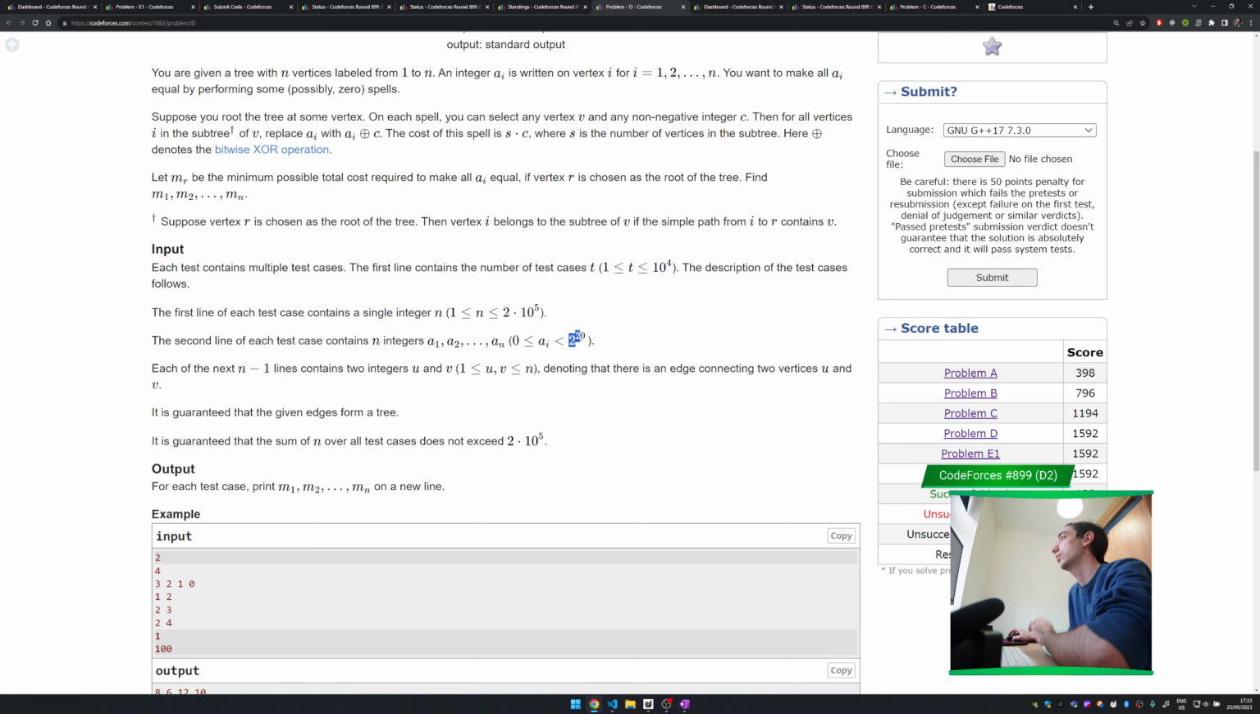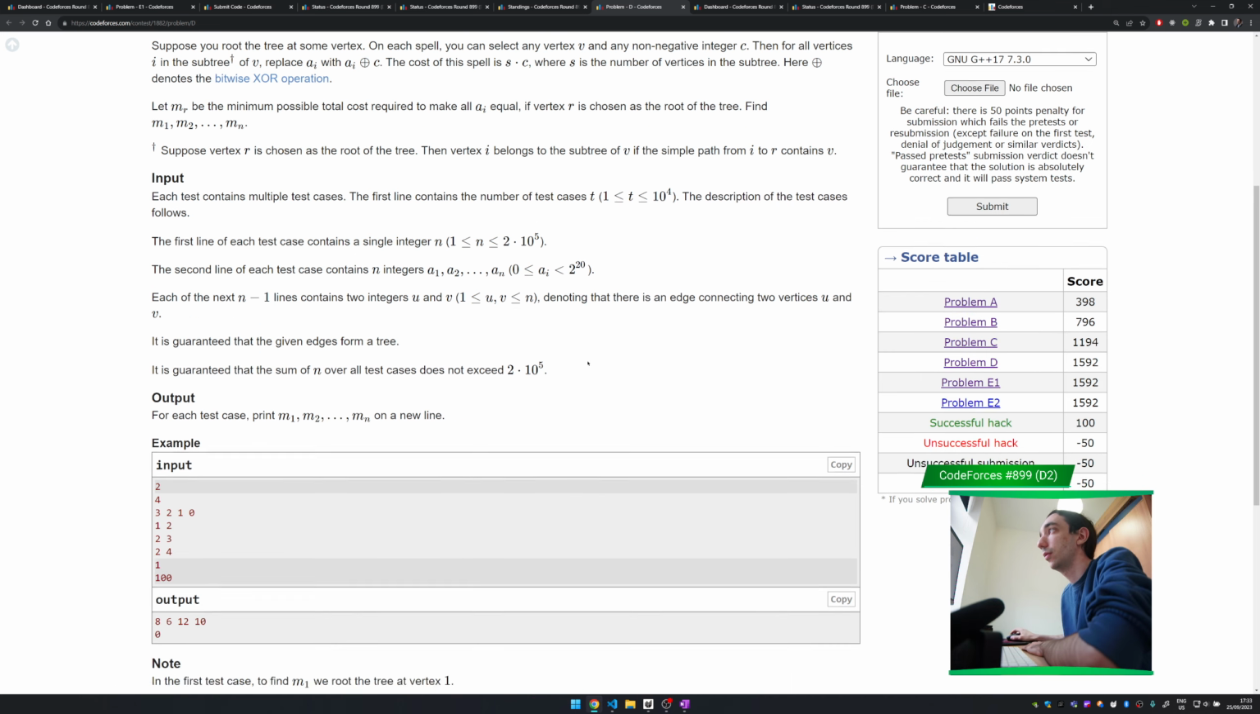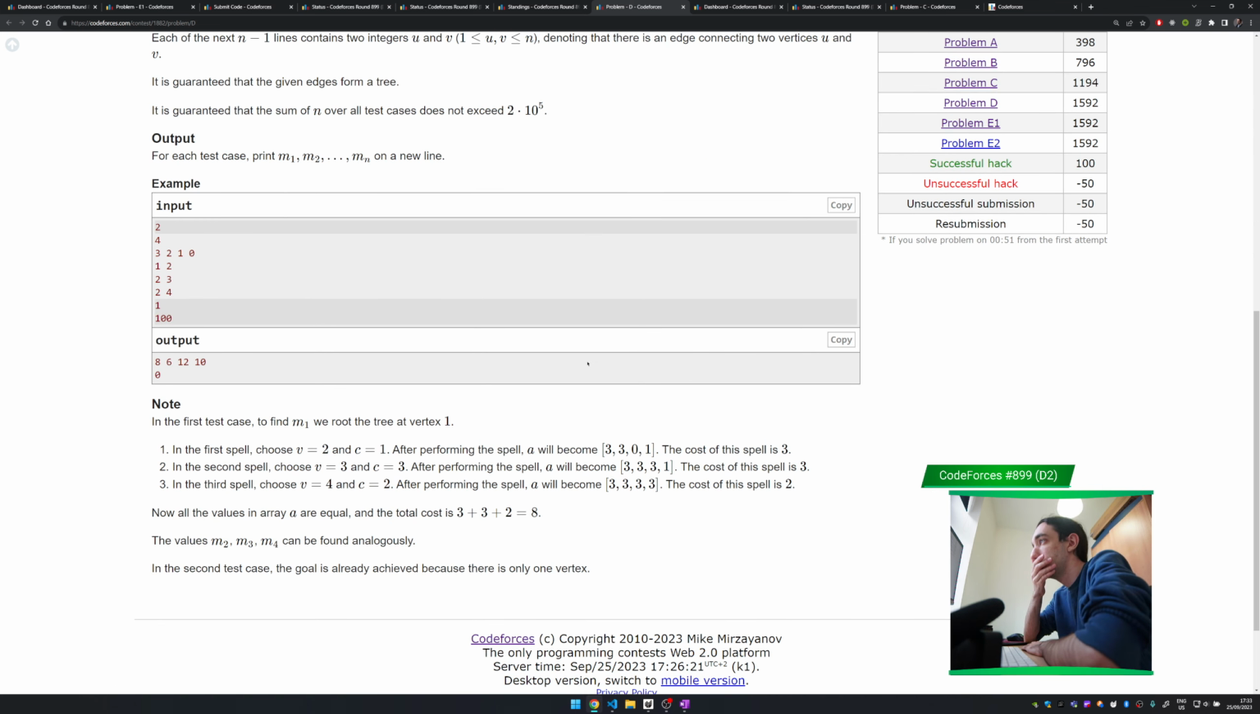Is this vertex going to be the root? Is the root of the tree? The tree will always remain the same. The first spell: 1, 2, 2, 3, 2, 4.